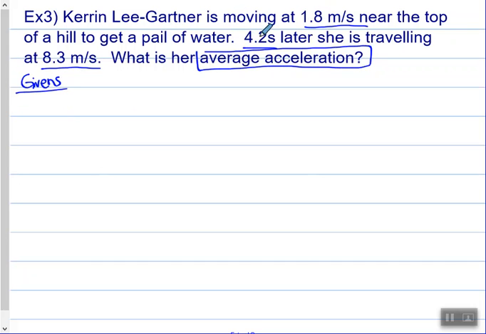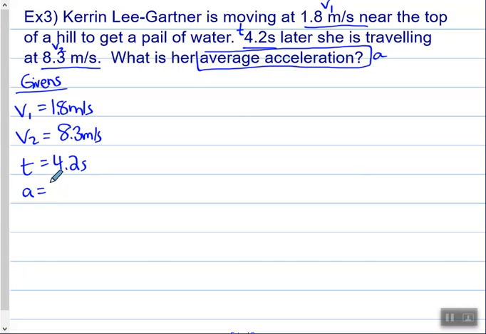Now she's moving at this speed 4.2 seconds later. So that's definitely a time. Here is what we were originally moving at. So our first speed, here is our second speed, what we were moving at 4.2 seconds later. And we are looking for our average acceleration, so A. So our givens, V1 is 1.8 meters per second, V2 is 8.3 meters per second. Our time is 4.2 seconds, and we are looking for A.